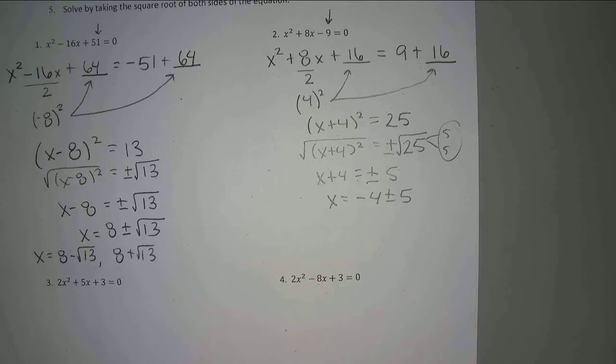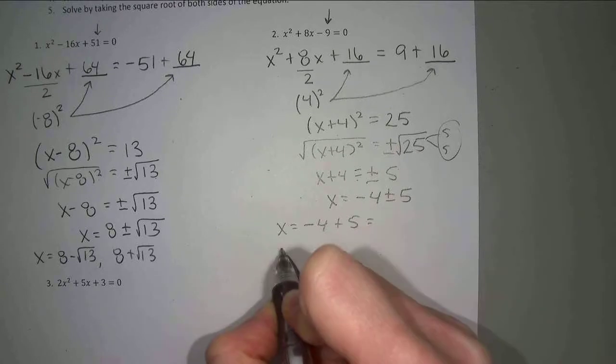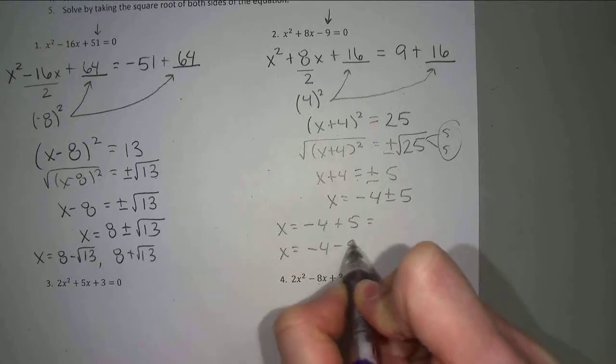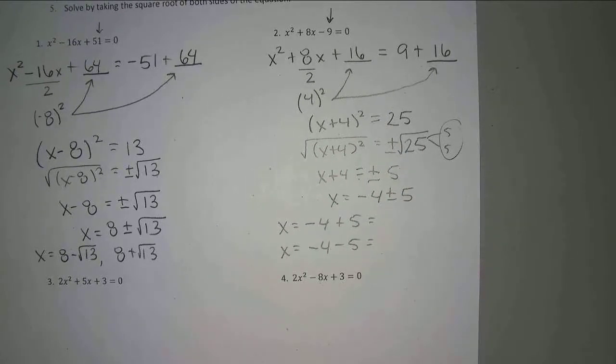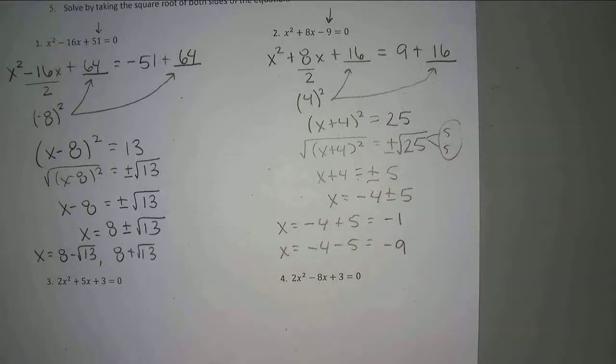So that's going to be 1 and negative 9. So this is one where I actually do write them as 2 separate answers, okay? So I write x equals negative 4 plus 5, and x equals negative 4 minus 5, right? I'm just writing them as their 2 separate answers. So I do negative 4 plus 5, that's going to get me 1. And I'm going to do negative 4 minus 5, and that's going to get me what? Negative 9.